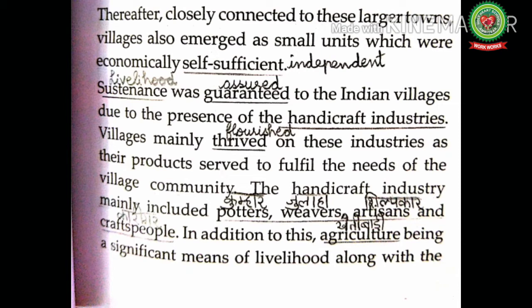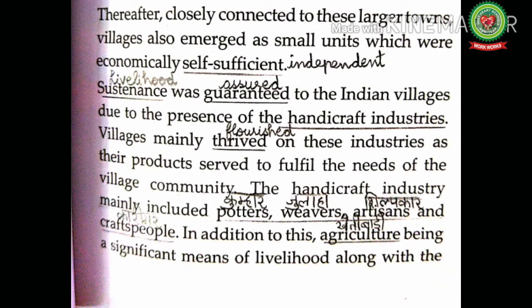Sustenance was guaranteed to the Indian villages due to the presence of the handicraft industries. Villages mainly thrived on these industries as their products served to fulfill the needs of the village community. The Indian villages depended on and flourished due to the presence of the handicraft industries. Handicraft industries are the industries in which things are made by hands rather than using machines, and many of the villagers fulfill their basic needs by depending on these handicraft industries.